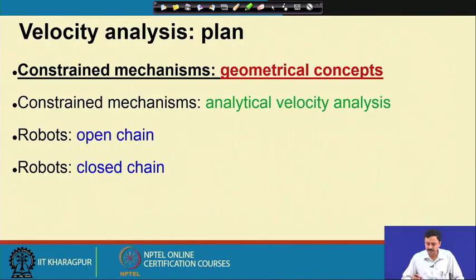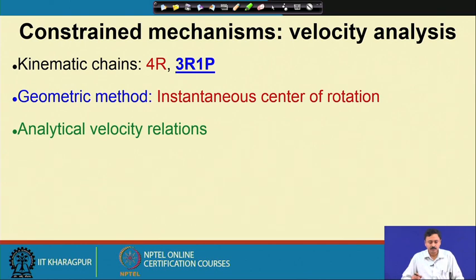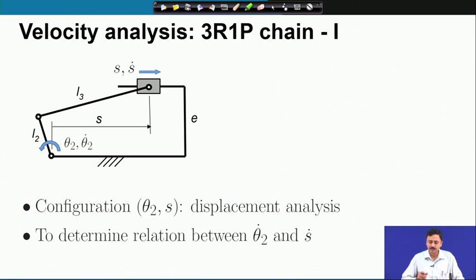So, we are going to continue our discussions on constraint mechanisms, velocity analysis through geometric concepts. Later on we will look at analytical velocity analysis and also for robots with open and closed chain configurations. In this lecture we are going to discuss the 3R1P chain using the geometric method of instantaneous center of rotation, and we are going to derive analytical relations for the velocity. So, this is our 3R1P chain type 1.